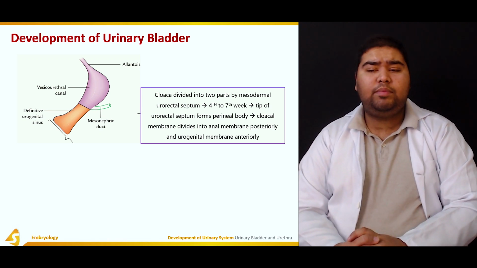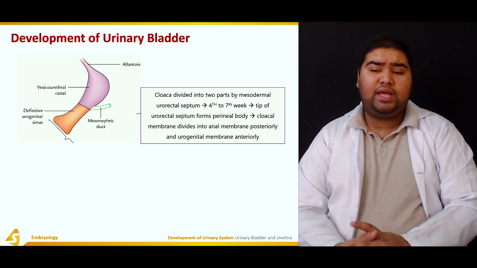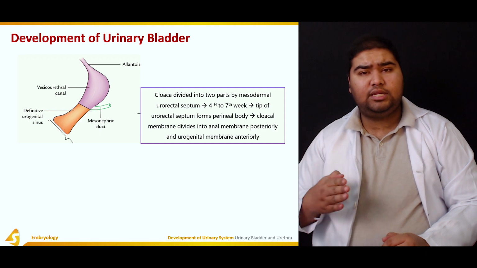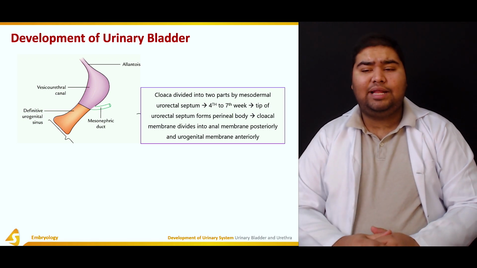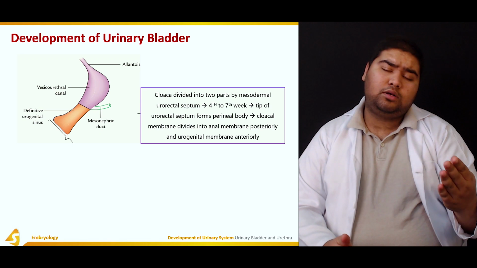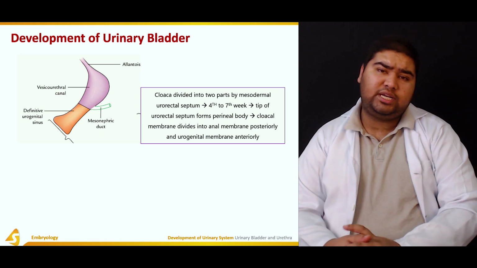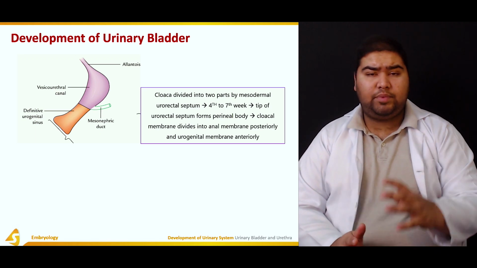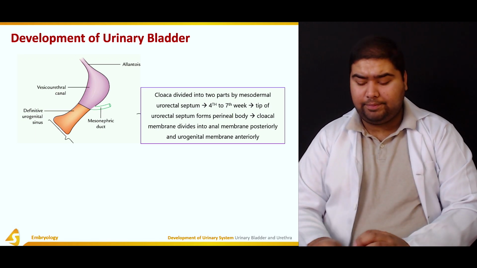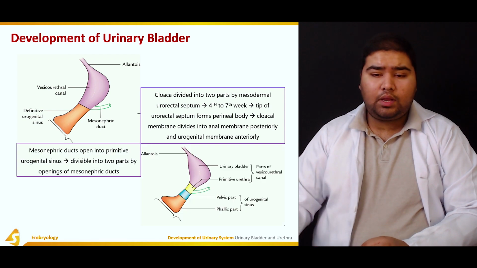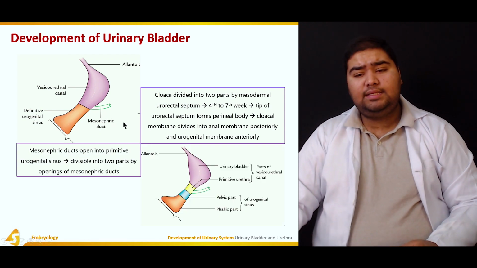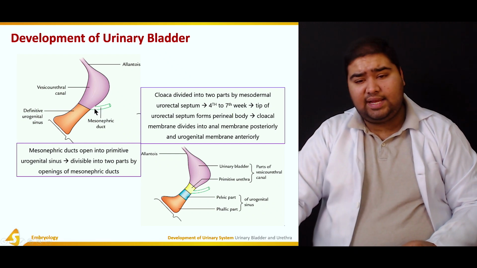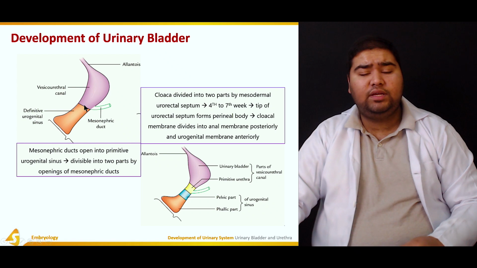The cloacal membrane also divides into the anal membrane posteriorly, which is continuous with the primitive rectum, and the urogenital membrane, which is continuous with the primitive urogenital sinus. Now the mesonephric duct, this one in green, is opening into the primitive urogenital sinus. So this is only the ventral part of the division.